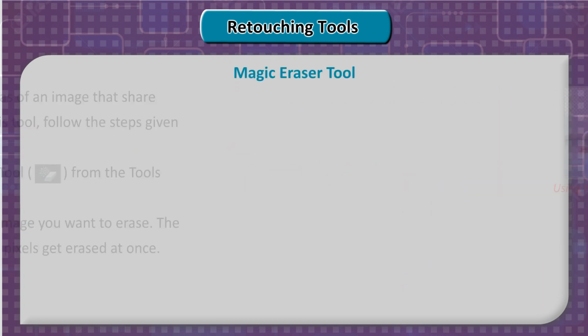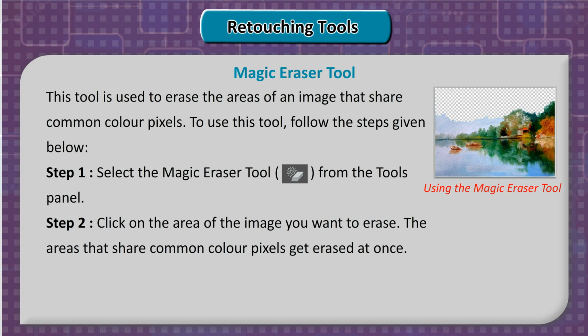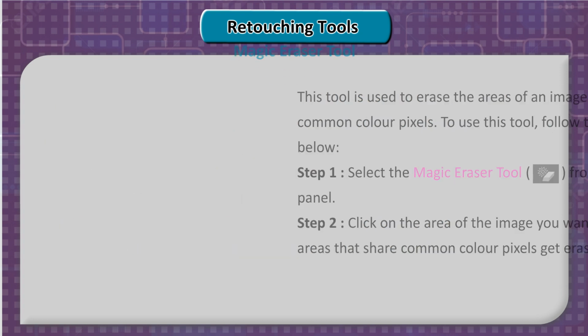Magic Eraser Tool. This tool is used to erase the areas of an image that share common color pixels. To use this tool, follow the steps given below. Step 1. Select the Magic Eraser tool from the Tools panel. Step 2. Click on the area of the image you want to erase. The areas that share common color pixels get erased at once.